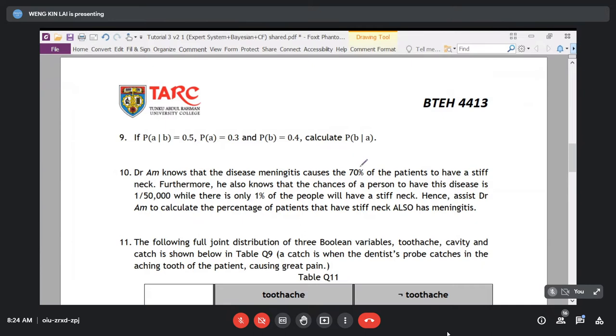Back to this. So you know that the disease meningitis has 70% of the, if you can draw it here, meningitis. Now this meningitis disease, so it's a disease. I think it causes certain problems. I don't know what it is, but let's say it causes certain problems. At the same time, it also causes a stiff neck. It causes your neck muscles to be stiff, a little bit painful. So two things. But this stiff neck is not exhibited in all the patients. Only 70% of the patients.